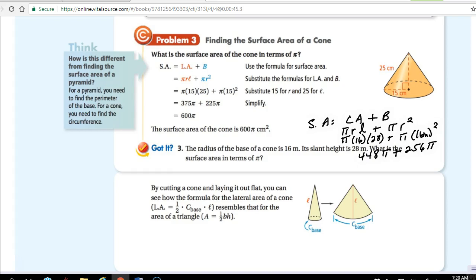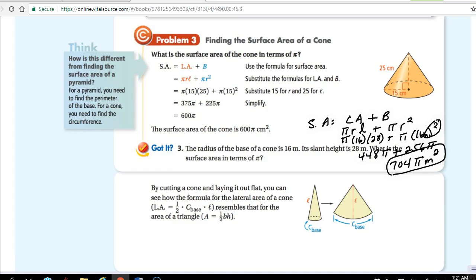And when you add 448 and 256 together, you're going to get 704 pi, and then again, meters is going to get squared. So you're going to end up with meters squared. So your answer is simply 704 pi meters squared.